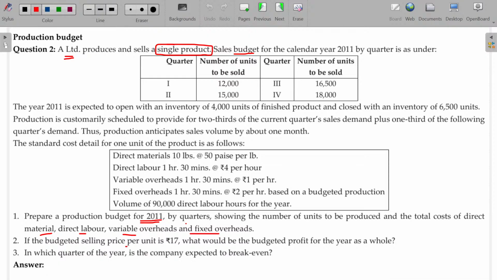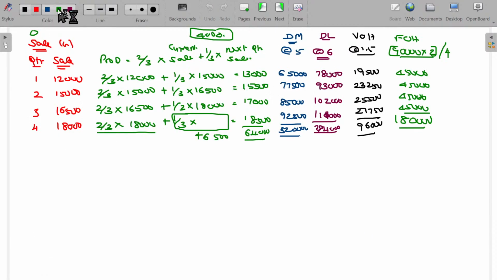If the budgeted selling price per unit is 17, what would be the budgeted profit for the year as a whole? For the entire year. Now, sales, how many units? 64,000 units. Sales price being at 17. Come on, tell me the total sales value. 10,88,000.